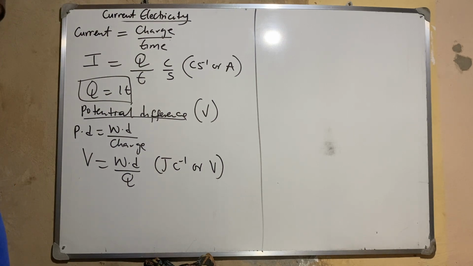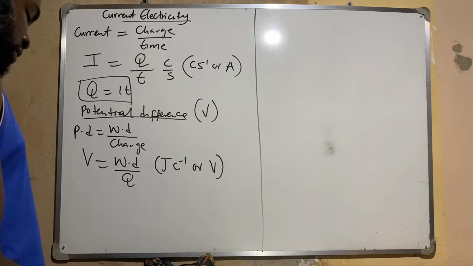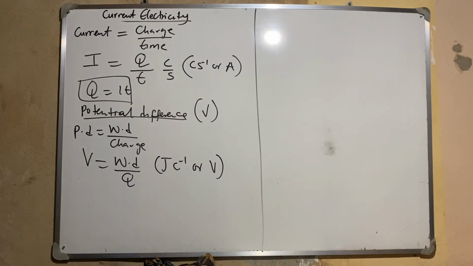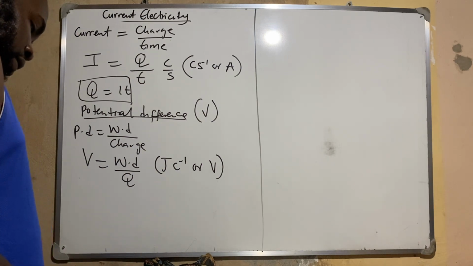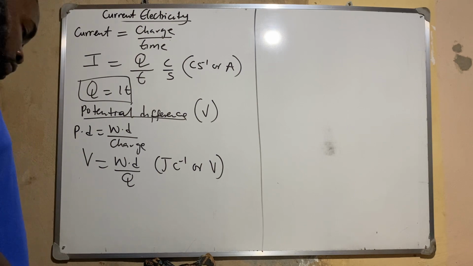Note the total work done or energy in moving a unit positive charge around a complete electric circuit is the electromotive force, that is the EMF. It is also the volt of an open circuit. So the volt of an open circuit is called the EMF.